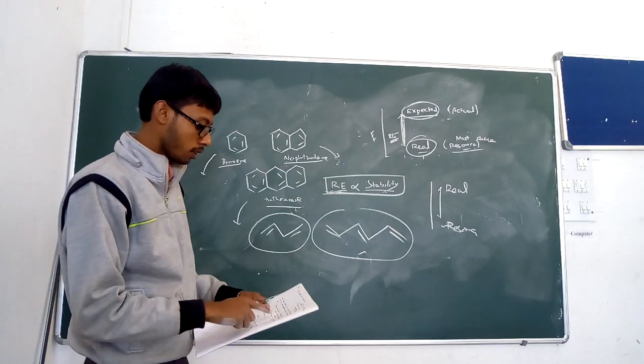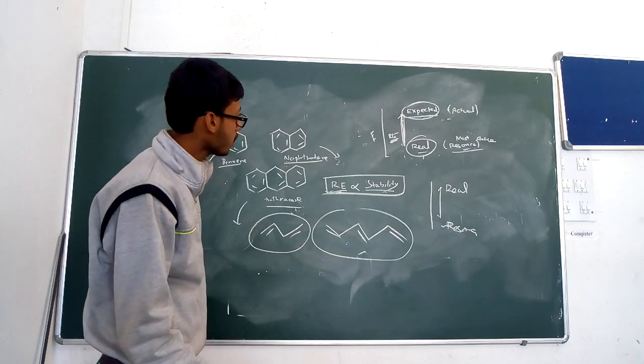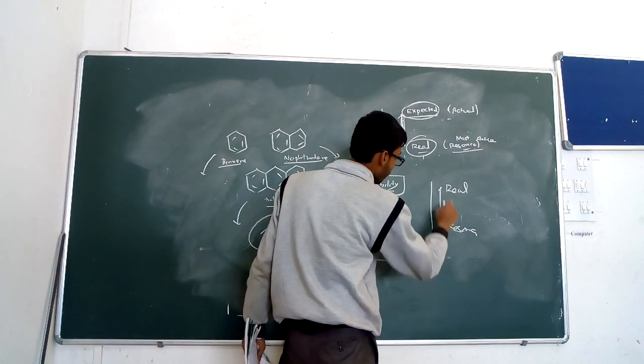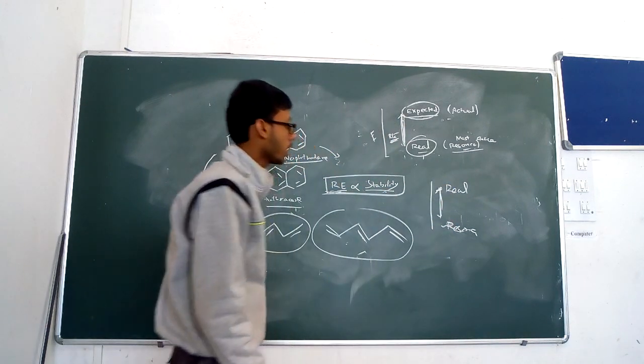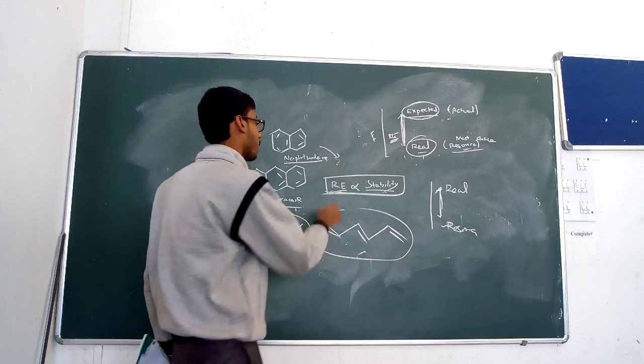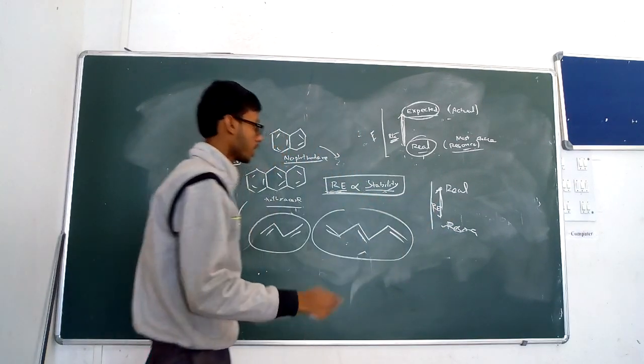Higher the canonical forms, the compound is more stable, and so the energy is less. So the difference between the real and the resonating energy is higher. So the higher the resonance energy, the more the stability increases.